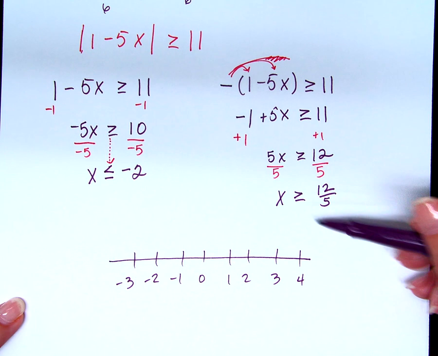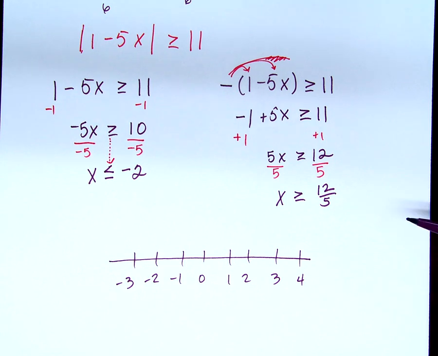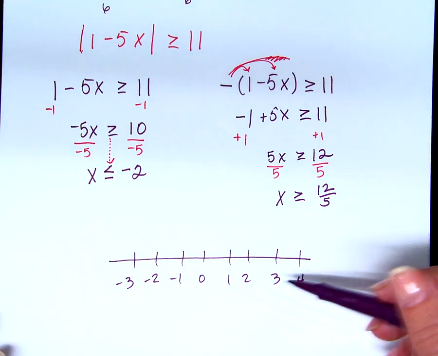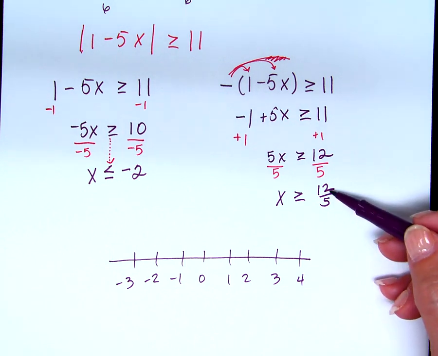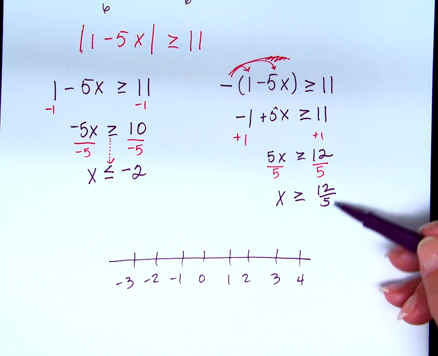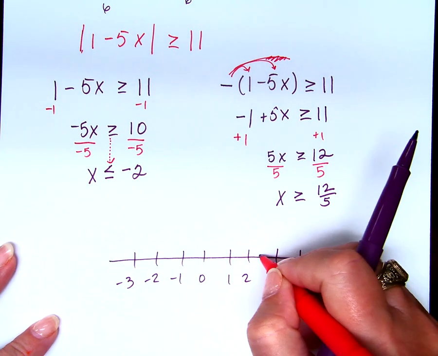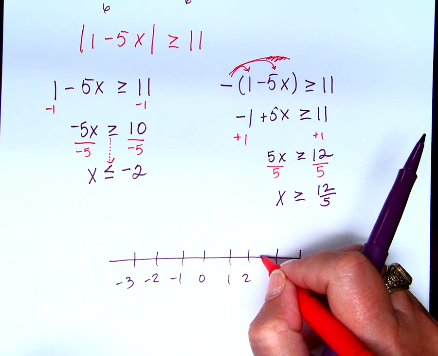Where does this number live? 12 over 5 is the same as what? Like what 2 whole numbers is it between? 2 and 3, right? Because 10 over 5 would be 2 and 15 over 5 would be 3. So this is between 2 and 3, so I'd have to put it right here, right? Yes? Now, when I put it here, is it a closed circle or an open circle?